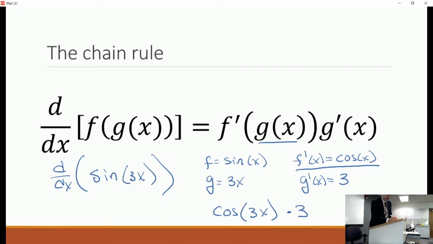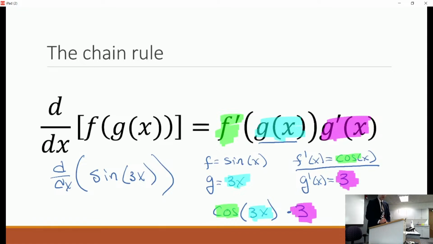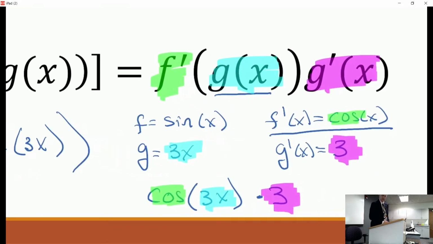So let's see if I can highlight. So we have the cosine, and then I've got g of x, and then I've got g prime of x. So there it is, color-coded. So you can see it all, but it still is confusing, isn't it?